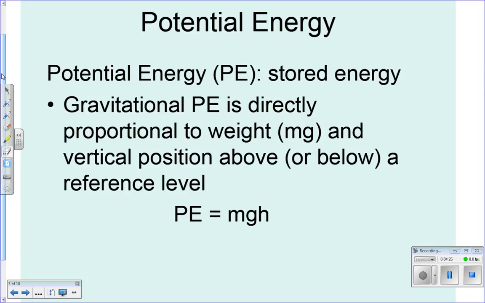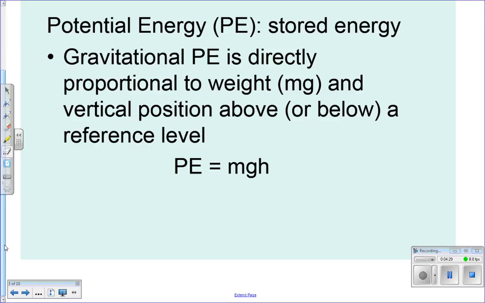And that, again, is directly proportional to the object's weight, which is mass times gravity, and its vertical position above or below a reference level. So the reference level, kind of like the reference point that we talked about back in the day when we were doing velocity and displacement. Reference level is something that we get to choose. Okay? So height can be measured as either above or below the reference level, depending on what we choose to be the reference level.